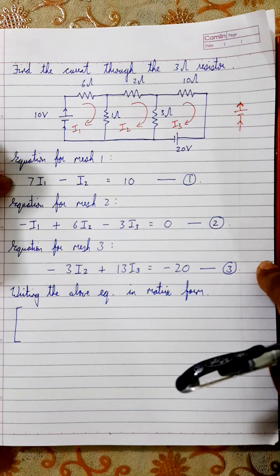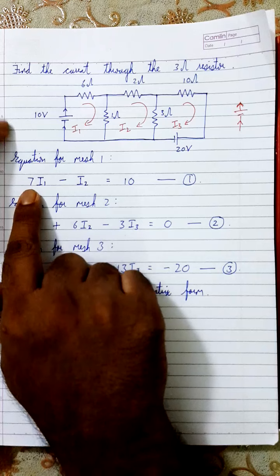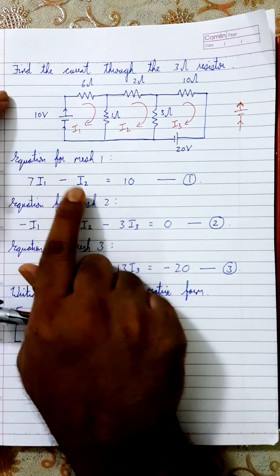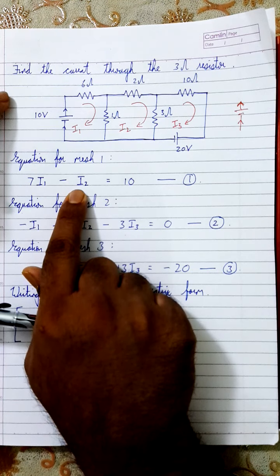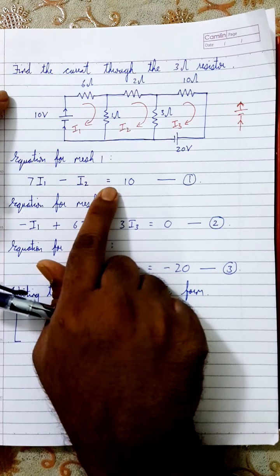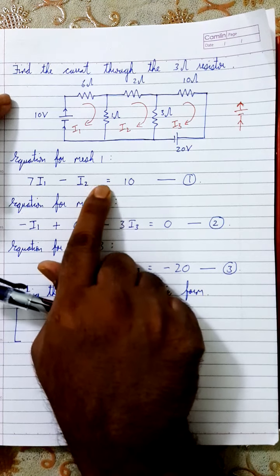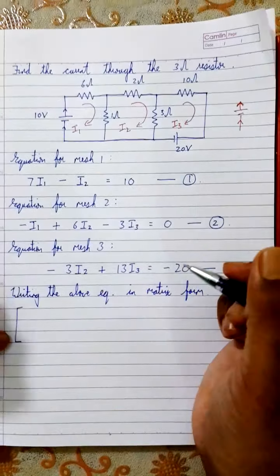And in the first row, the coefficient of I1 is 7, the coefficient of I2 is minus 1, and the coefficient of I3 is 0. There is no I3 over here, therefore the coefficient of I3 is 0. So in the first row, the coefficients will become 7, minus 1, 0, okay?